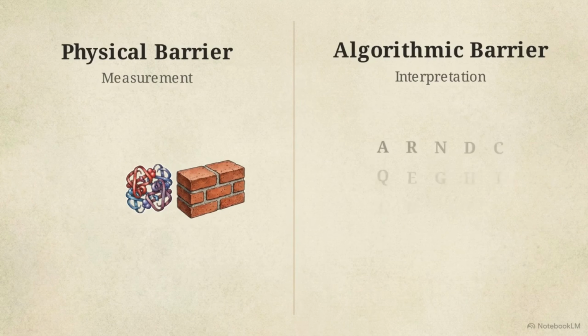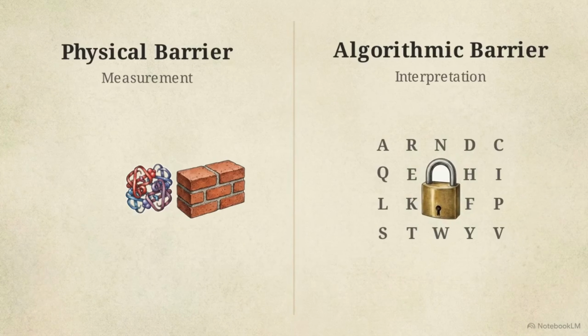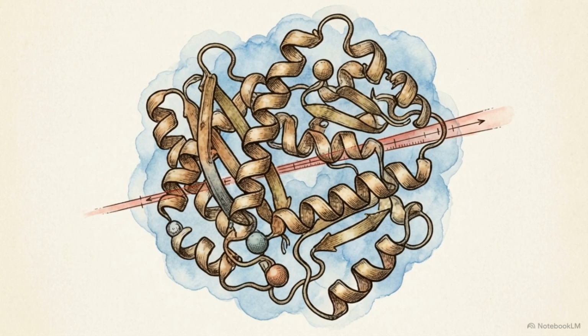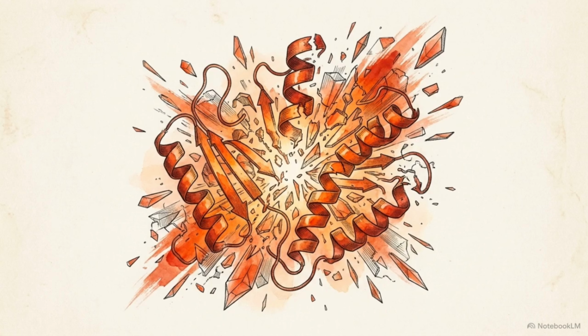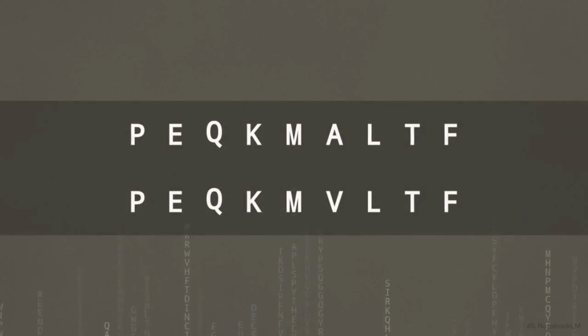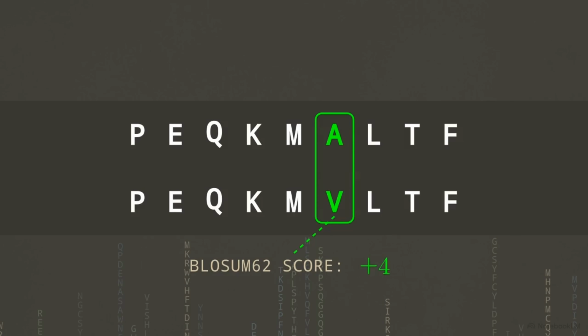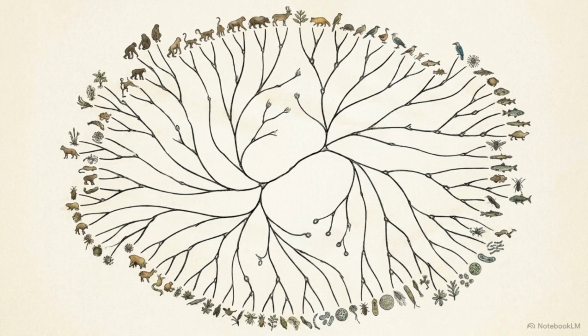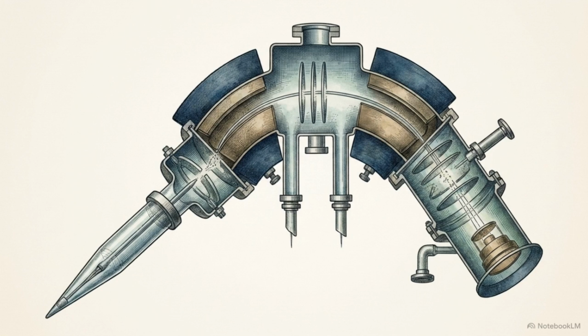Reading the internal ledger of a protein requires us to solve two distinct problems: a physical barrier of measurement and an algorithmic barrier of interpretation. Physically, we have to force large molecules into a gas phase so a spectrometer can measure their exact atomic mass, without the heat shattering the molecule into unreadable static. Mathematically, once we have that sequence, we need a way to reliably score millions of potential amino acid mutations to calculate exact points of evolutionary divergence across species.